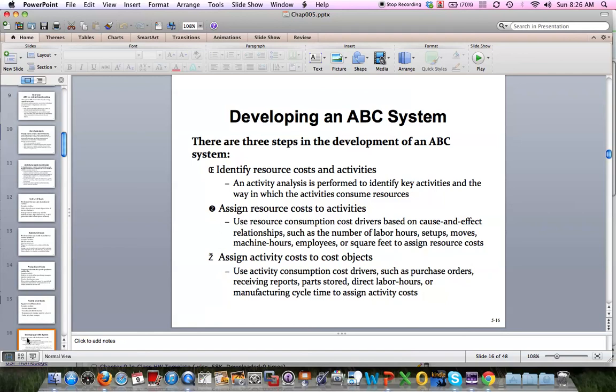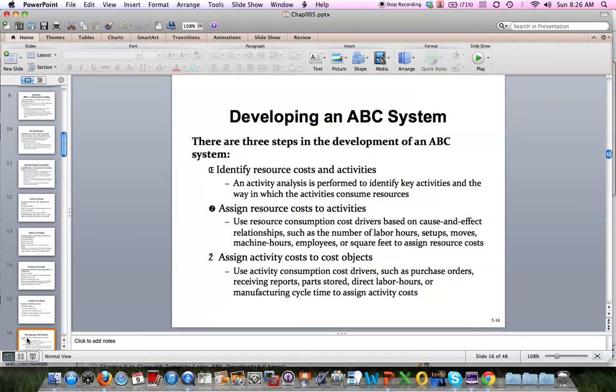So developing an ABC system, one thing to think about then is identify resource costs and activities, right? So we're going to do that activity analysis, identify the key activities done to manufacture our product, and then how do those activities consume resources, okay? Next, we'll assign resource costs to activities. So we're going to look at resource consumption cost drivers, okay? The cause and effect relationships that drive an activity and a cost. What makes the cause and effect? So the direct number of labor hours, setups, moves, machine hours, number of employees, square footage, something that can be used to assign cost.